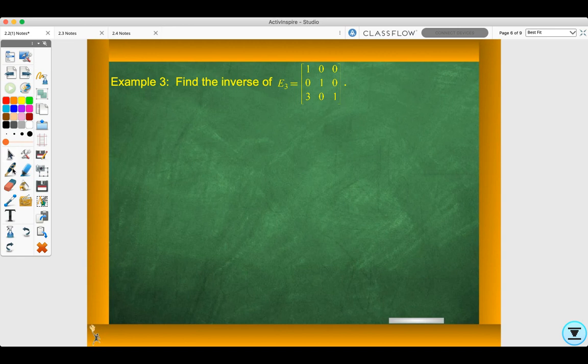Let's look at example 3. Find the inverse of 1, 0, 3, 0, 1, 0, 0, 0, 1. So we need to find the inverse of this. So E3 is that, so we need to find E3 inverse.